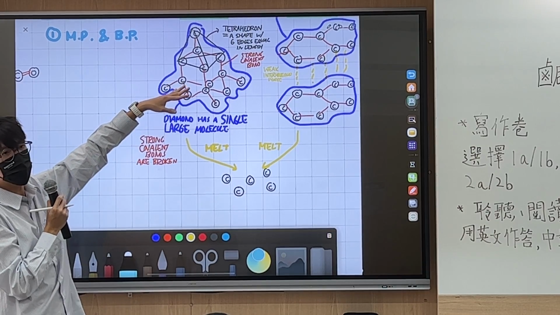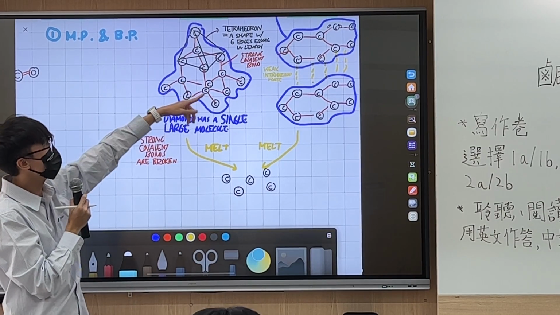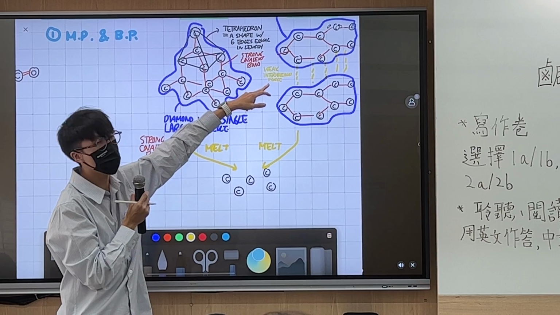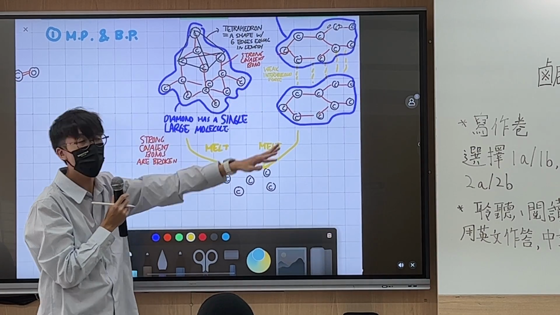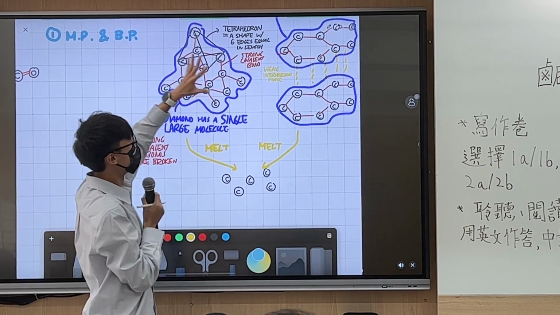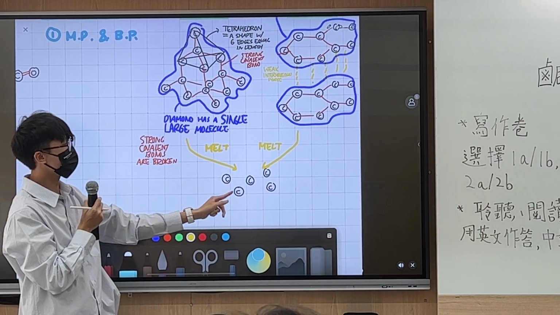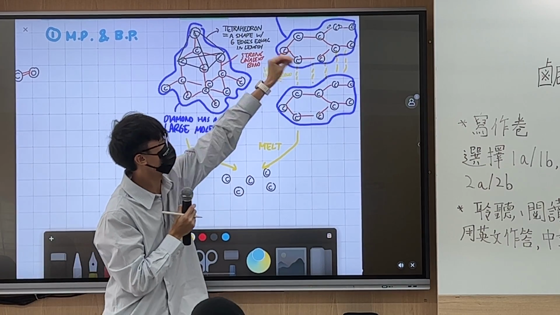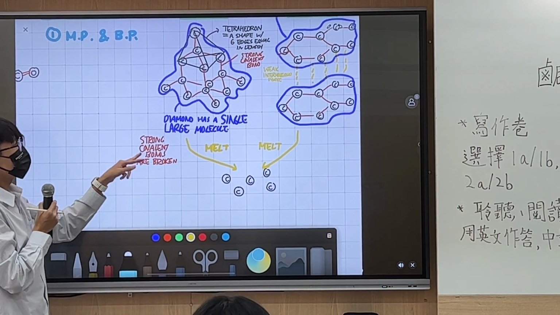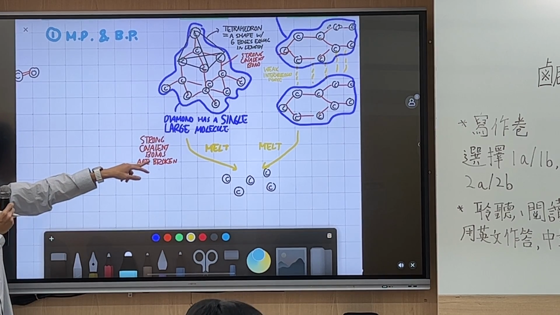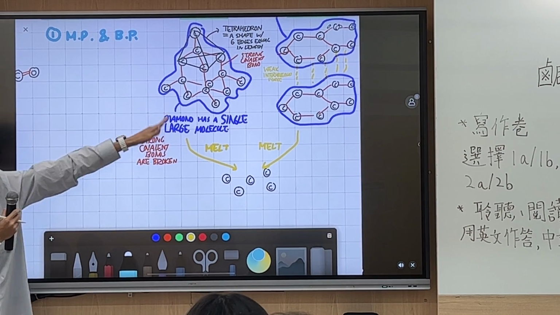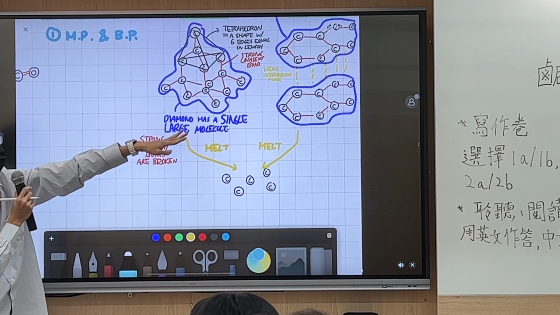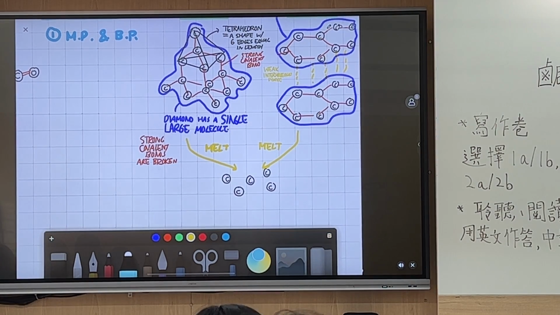How much force is needed to separate the layers, well then you will say only the weak intermolecular force needs to be broken. But if I'm talking about turning both of these into a bunch of disconnected carbons, well then you must break the strong covalent bonds. So this is why both of them, despite looking very different, will have high melting and boiling point.